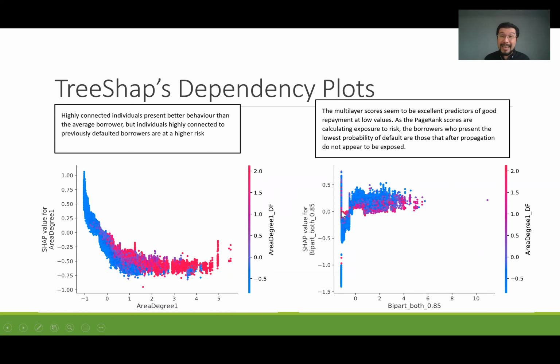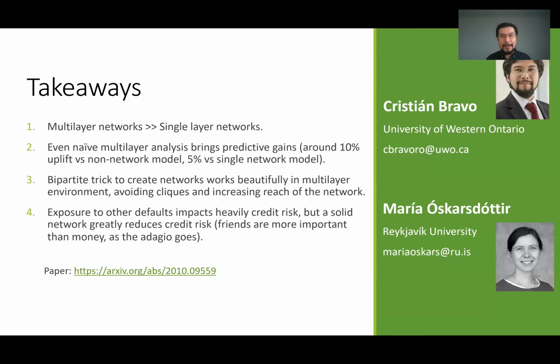And finally, looking at the PageRanks, the multi-layer scores seem to be excellent predictors of good repayments at low values. So if you are not exposed to defaulters, which are the ones that you can see right here, you will most likely not be a defaulter yourself. And that's a signal that we're capturing. So that's something really interesting to get out of this.